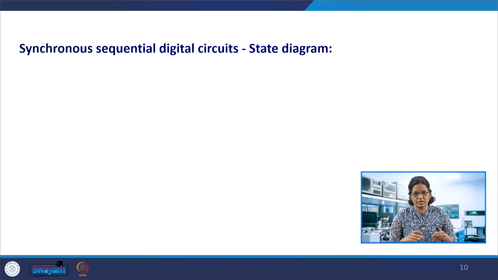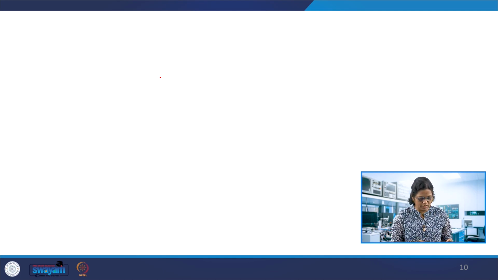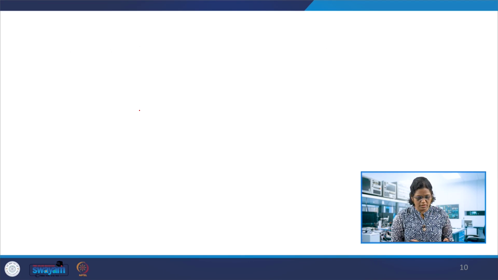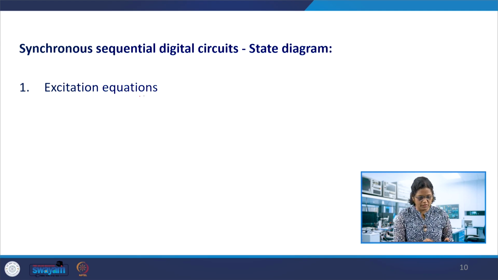So given a synchronous sequential digital circuit, how do we obtain the state diagram? The ones we had here are the state diagrams of these state machines. We have this excitation equation. First identify the excitation equation, or in the given circuit, what the next state logic, state memory and output logic are.